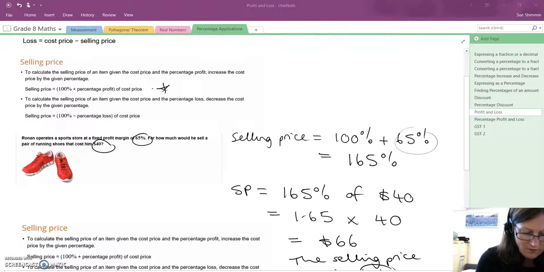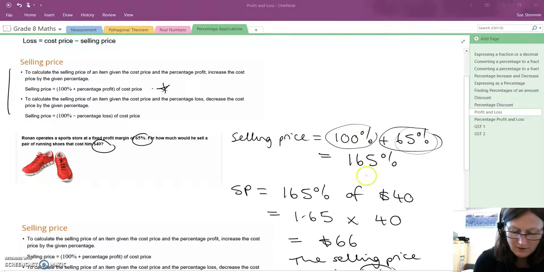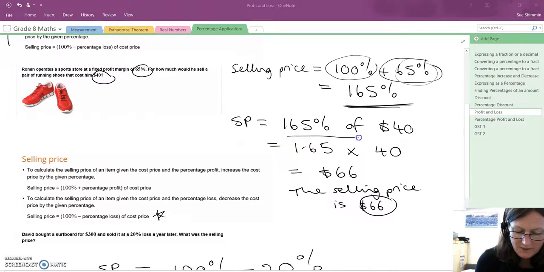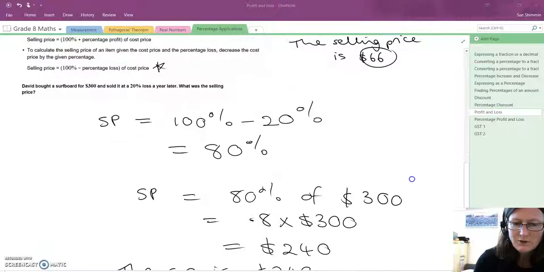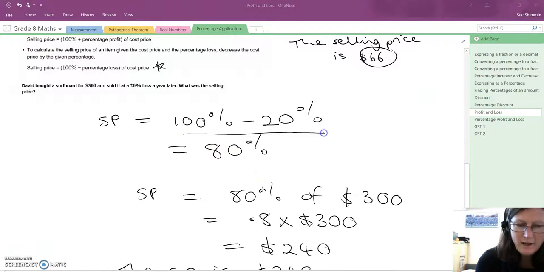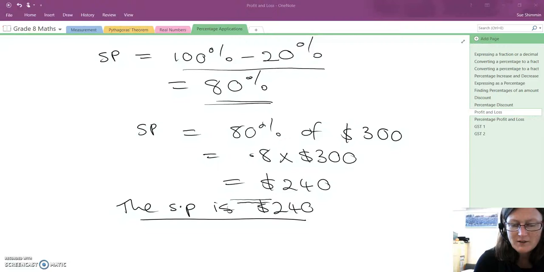Take the time to read through these notes here, but basically if you're making a profit, you're getting 100%, you're adding the percentage profit, so you're going to sell it for 165%. You get 165%, times it by the cost price, that gives you how much you're selling it for. If you're making a loss, you get your 100%, you subtract the percentage loss you're going to make. So you are going to sell it for 80% of the cost price, so 80% of the 300 gives us how much that's going to be sold for.